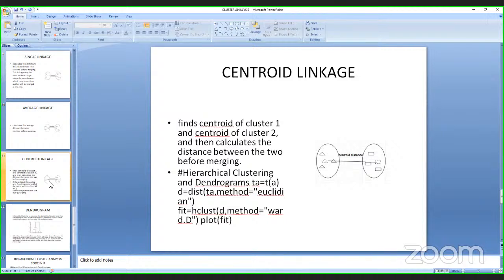Then in the centroid method, here it finds the centroid of cluster 1, I mean the center of cluster 1, and the centroid of cluster 2, and then calculates the distance between the two before merging.